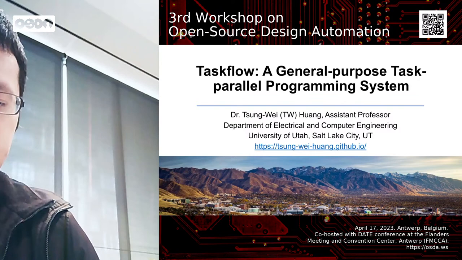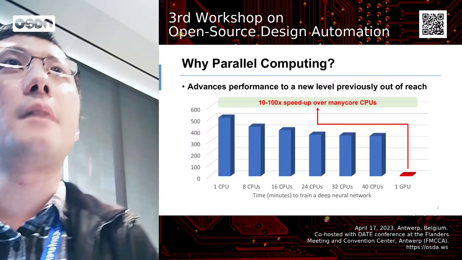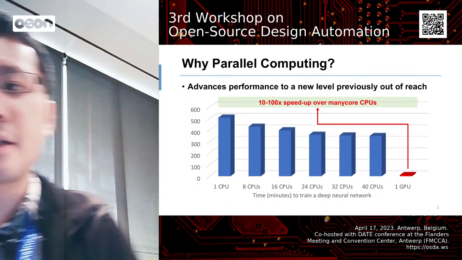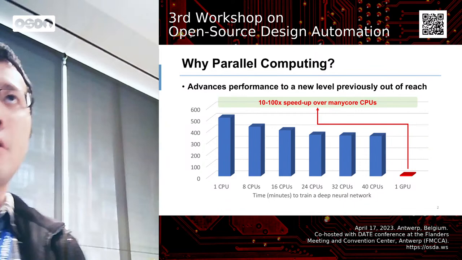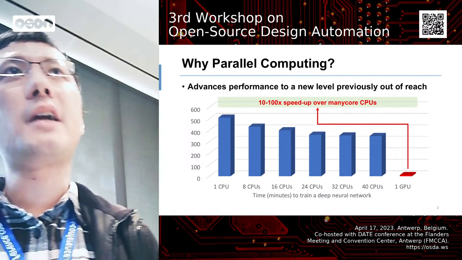And many of you probably already know, parallel computing, or parallel heterogeneous computing, is very, very critical for your application performance. For example, if you look at machine learning today, even with heterogeneous parallelism using one GPU, we are able to achieve over 100x speedup over the CPU alone. So that's the power of parallel and heterogeneous computing.